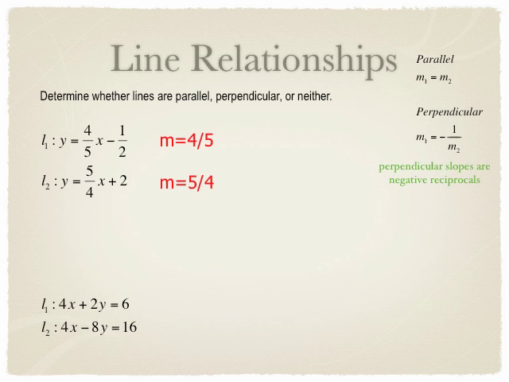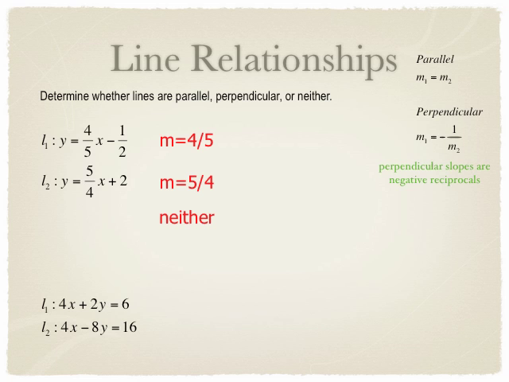Now if line 1 is 4/5 and line 2 is 5/4, are those parallel, perpendicular, or neither? Oh, it's so close to perpendicular, but it's not, because they're both positive. To be perpendicular, they have to be reciprocals, which they are, but one has to be positive and one has to be negative. So those lines are just neither. Okay, let's look at the second pair.